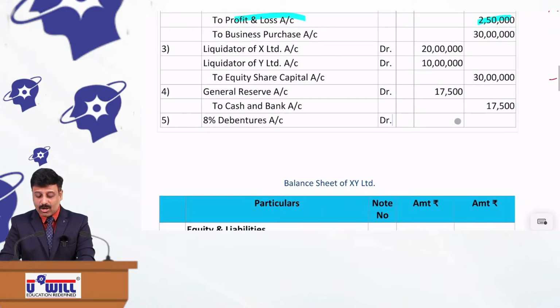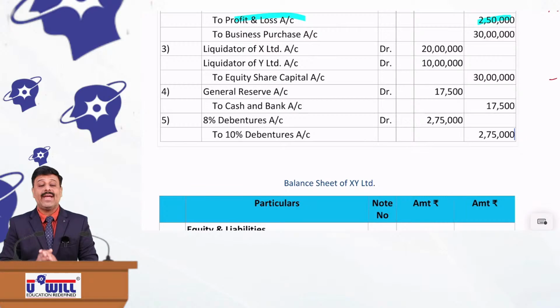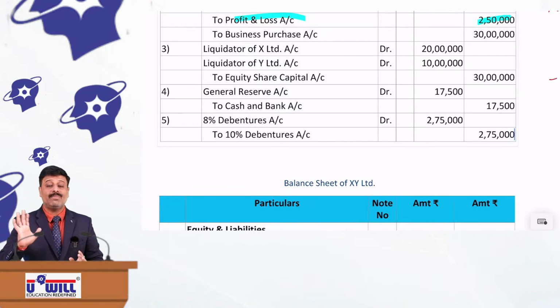2,75,000. Debentures account we will close with 2,75,000. And to what are we giving them? 10% debentures. So to 10% debentures account, equivalent value at par, so 2,75,000. Okay, 8% debentures account debit to 10% debentures account, 2,75,000.